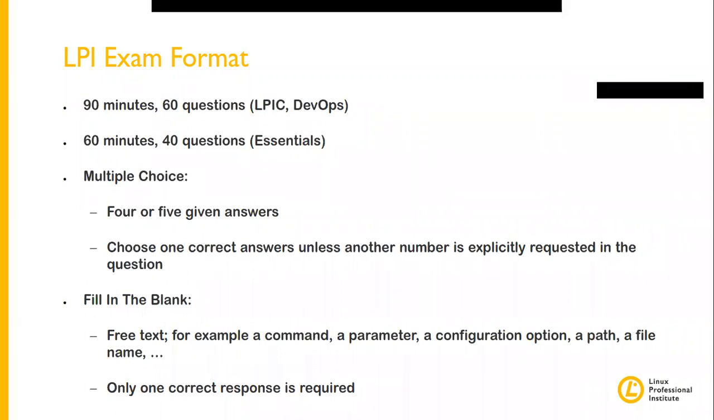Okay, so the exam format for the DevOps exam is you'll have 90 minutes to get through 60 questions. The questions are of different types, and make sure you don't confuse them. Make sure you recognize the type of question. It could be multiple choice or fill in the blank. If it's multiple choice, you could have four or five answers, and you have to choose one, or you have to choose another number. So read the question carefully, it will tell you. It will say pick one correct answer, or it will say pick two correct answers. So you don't want to mistakenly answer just one when you see a correct answer when actually the question is asking you for two.